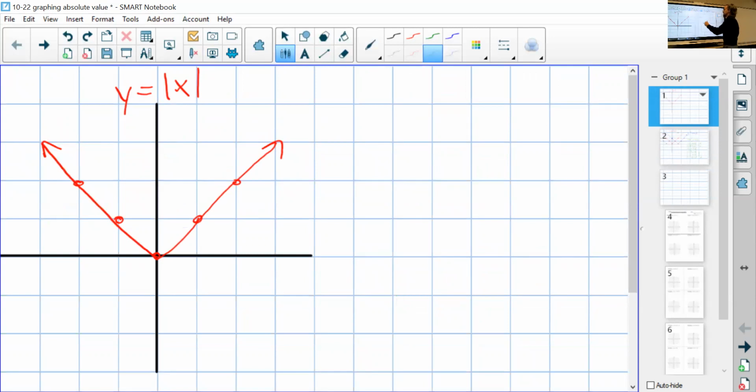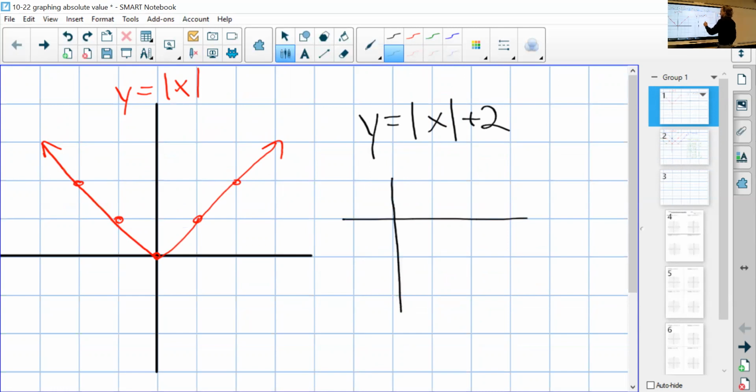So if we come back to our parent function, what if we leave that alone? What if we say absolute value of x, and then I just put +2 at the end? So if I make my table, x, absolute value of x +2, and then y. For this one, if I want to know where the vertex is, it's still what makes the absolute value 0. So if it's just a single number, it's going to be 0. So I can use the same set of x values as I did in my parent function.